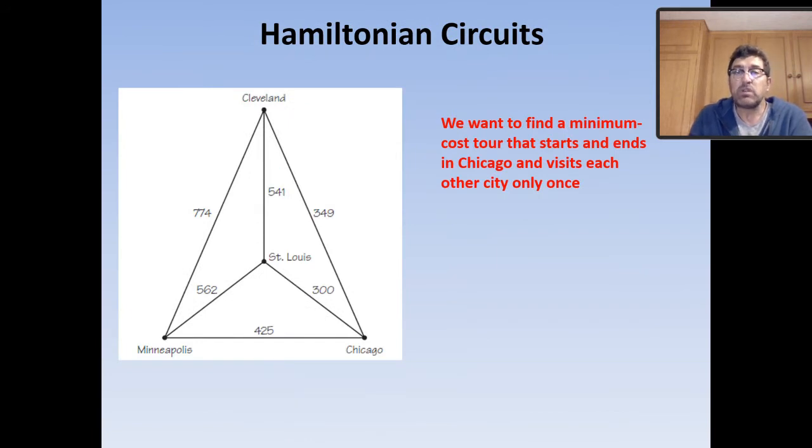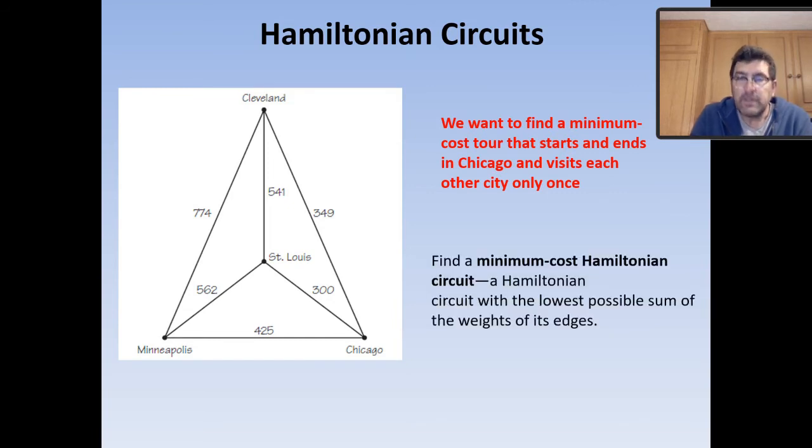Okay, so we want to find the minimum cost tour that starts and ends in Chicago. Let's say you flew over to the US and you landed in Chicago, and that's where everything starts. So you want from Chicago to visit every other city once only. Another way of putting that question is to find the minimum cost Hamiltonian circuit. In other words, a Hamiltonian circuit with the lowest possible sum of weights on its edges.